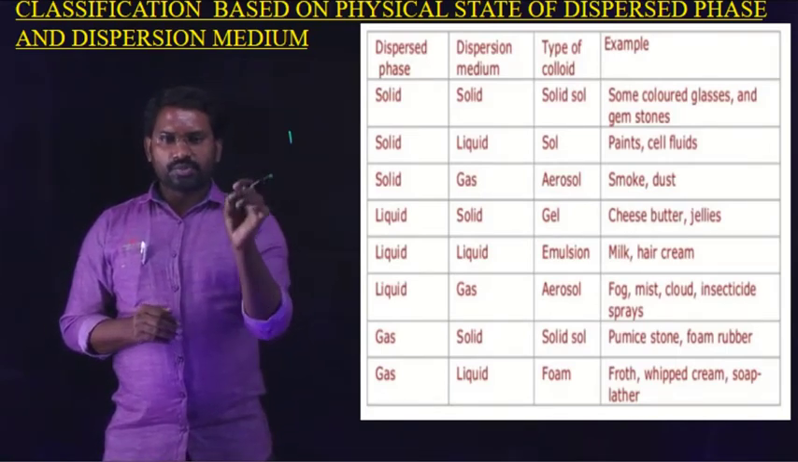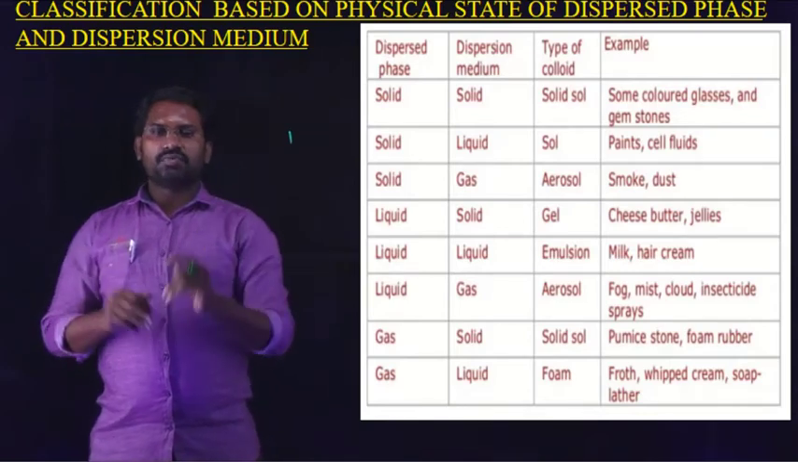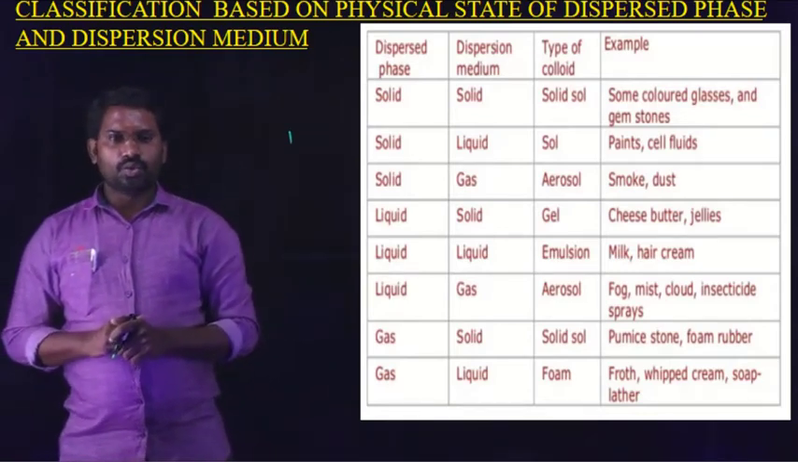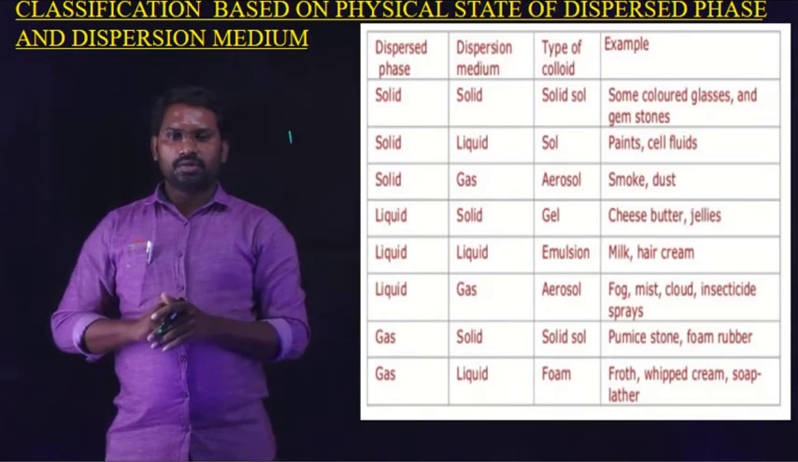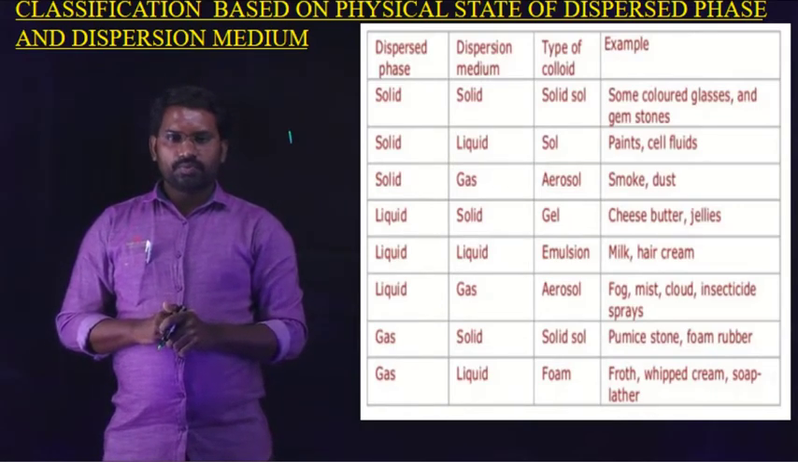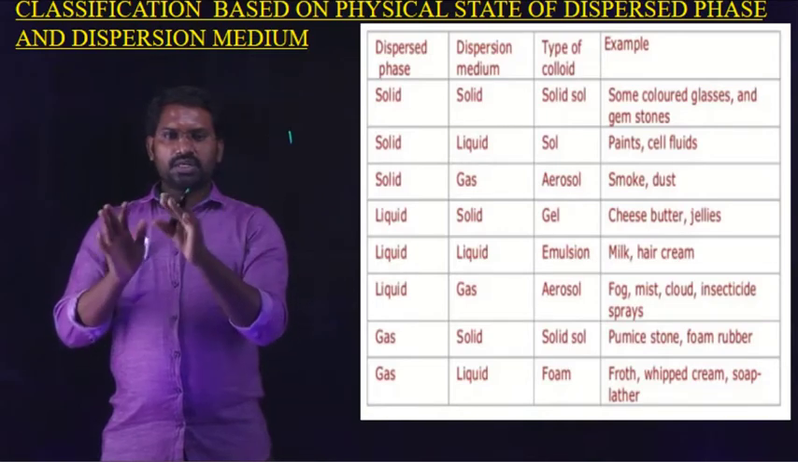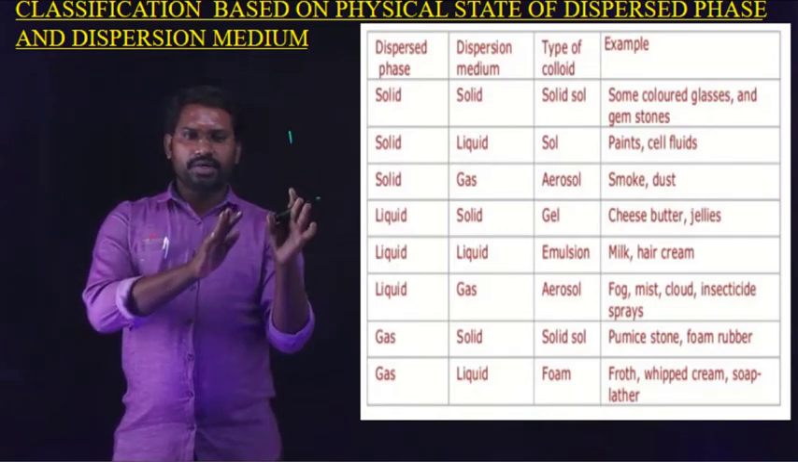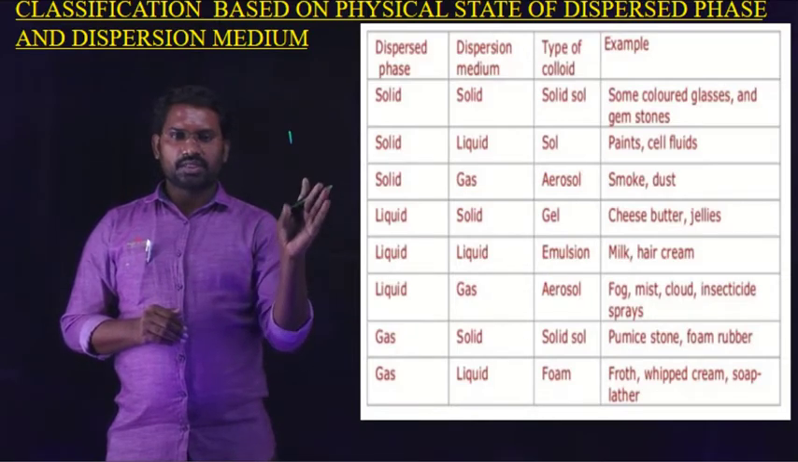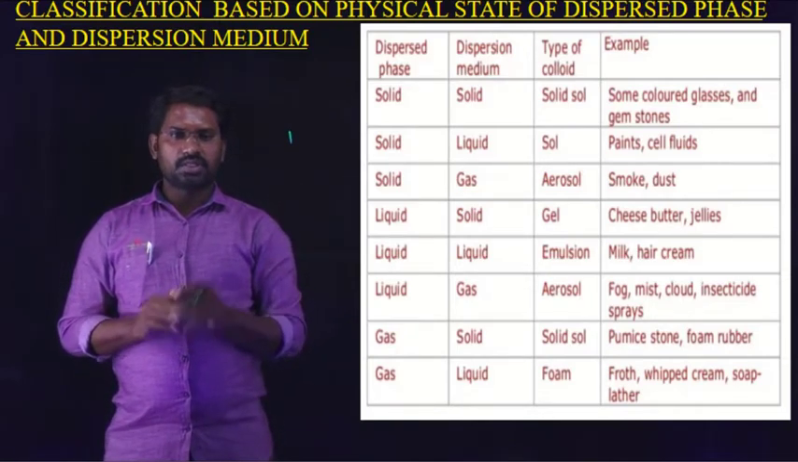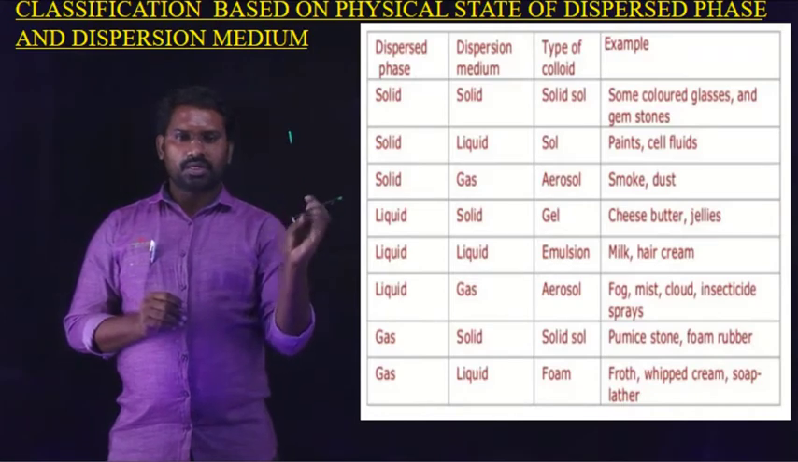If the dispersion medium is a gas, such type of colloids are called aerosols. Best examples are smoke and dust. Next, if the dispersive phase is liquid and the dispersion medium is solid, that type of colloidal solution is known as gel. Best examples are cheese, butter and jellies.